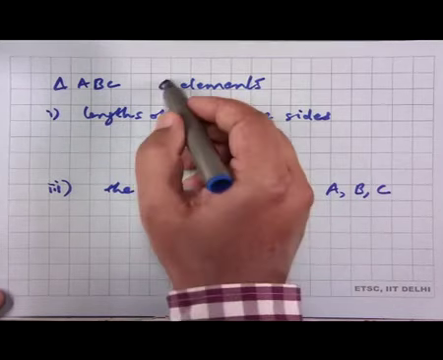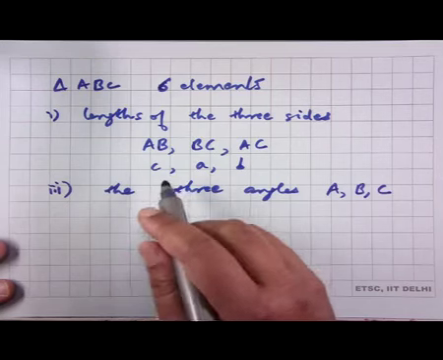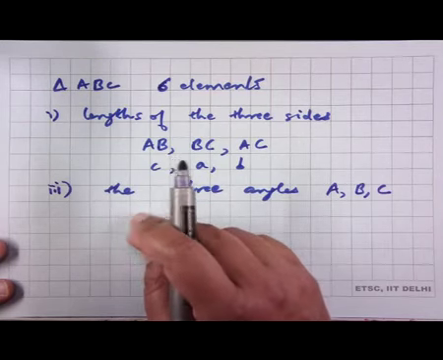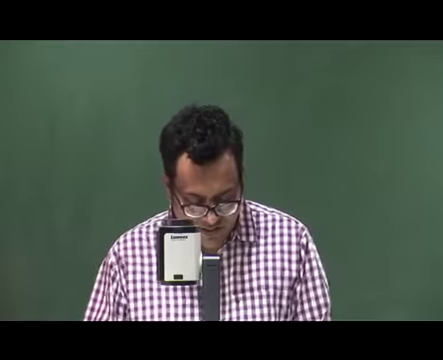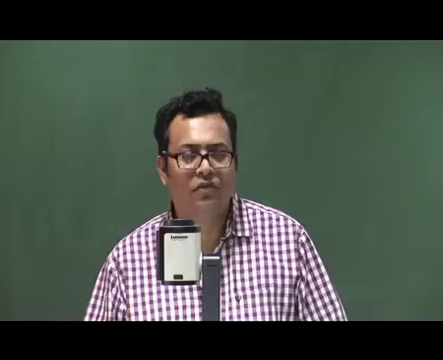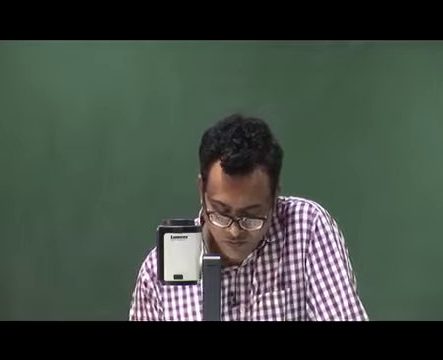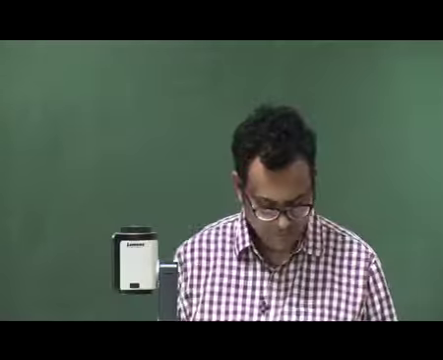So, it is not very difficult to show that if we are only given 2, or if we know only 2 out of these 6, then one cannot determine the triangle uniquely. So, then naturally the next question is, what if we know 3 elements out of these 6 elements? So, for example, if we know the lengths of the 3 sides.